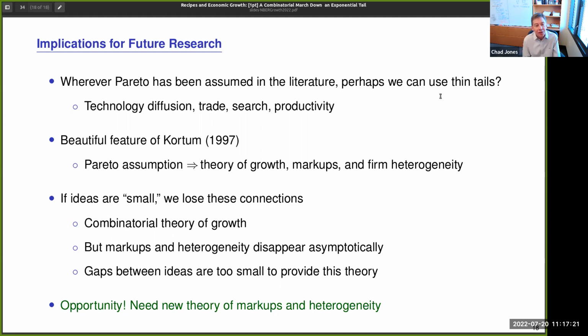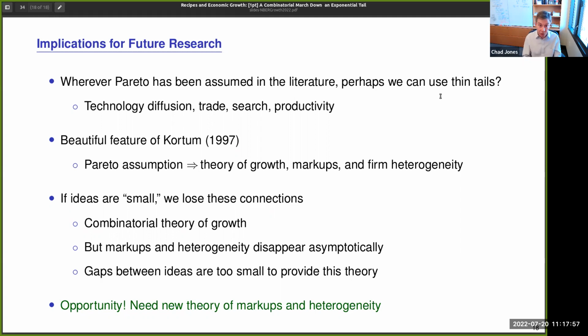There's another thing that's worth noting, though. A beautiful feature of Kortum 97 is this Pareto assumption delivered 3 key results, right? It gives you a theory of growth, but it also gives you a Pareto distribution for markups and a Pareto distribution for the cross-section of firm productivity, a theory of firm heterogeneity. From one assumption, we get 3 things: growth, markups, and heterogeneity, and that's great. It turns out if ideas are small, if ideas are drawn from a thin tail distribution, you lose these connections.